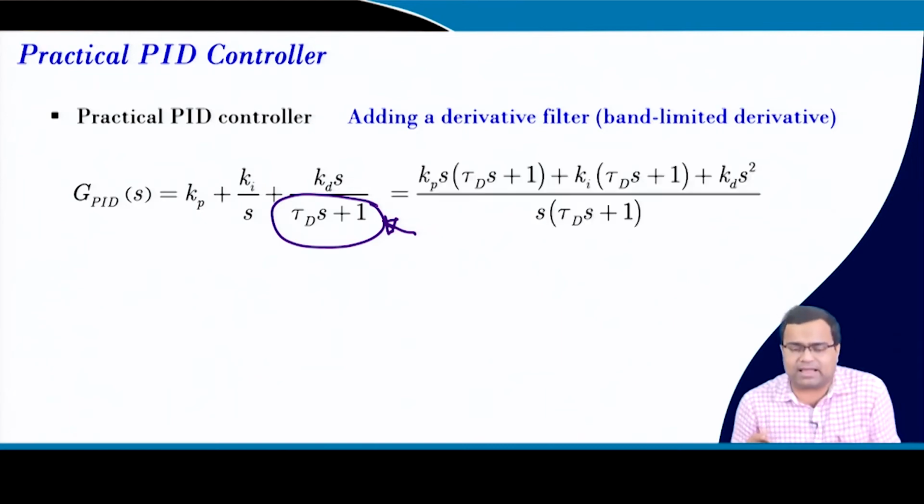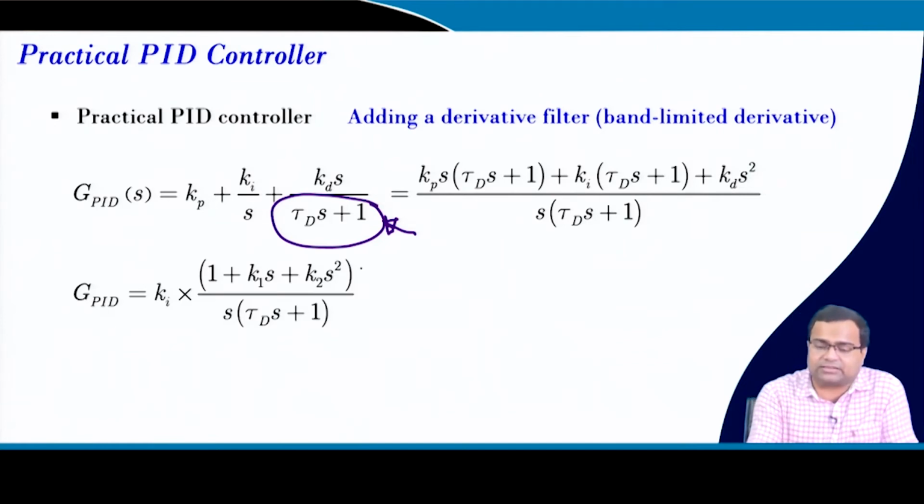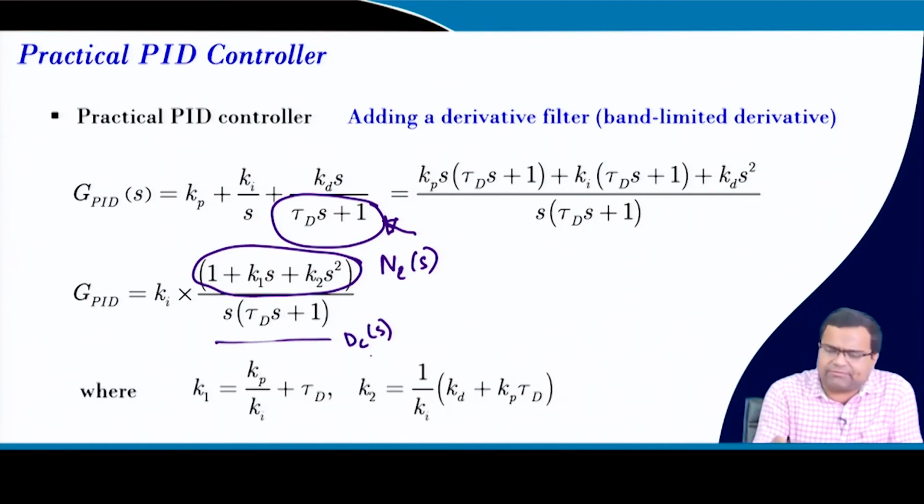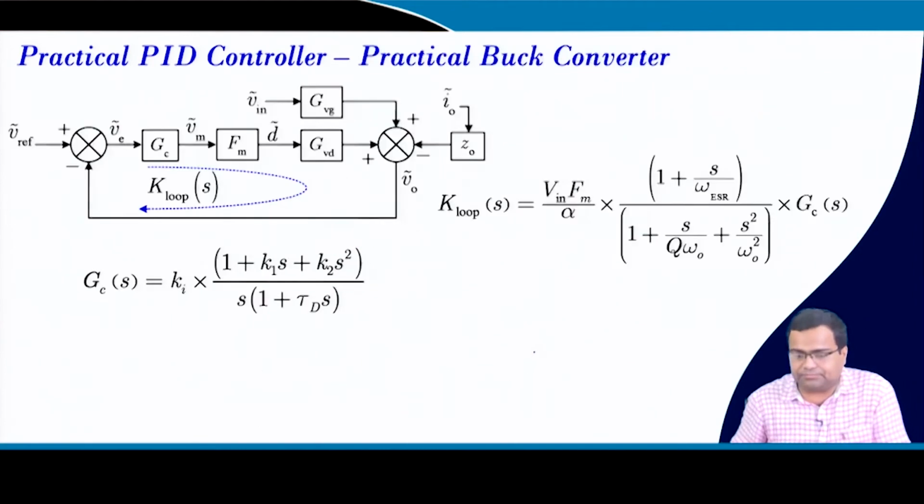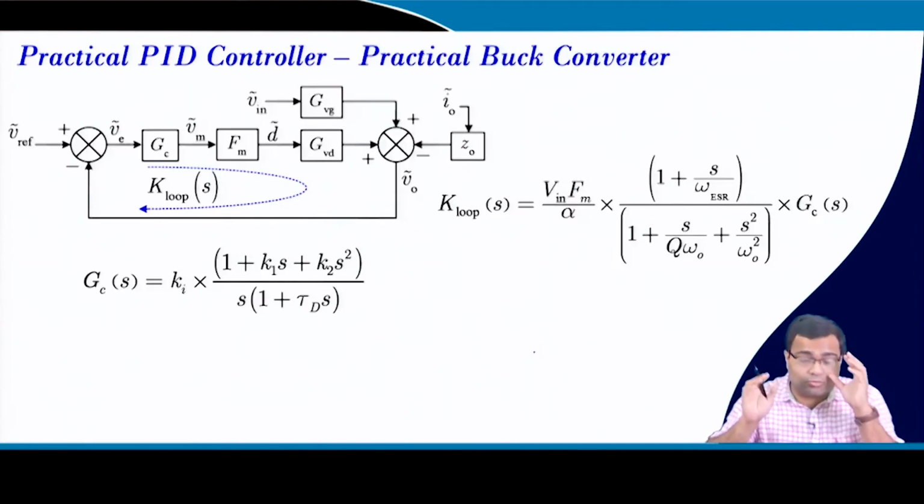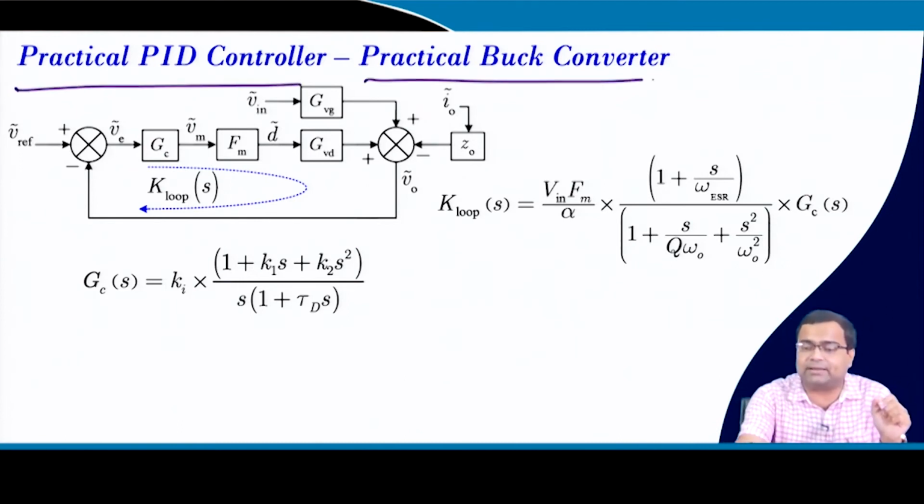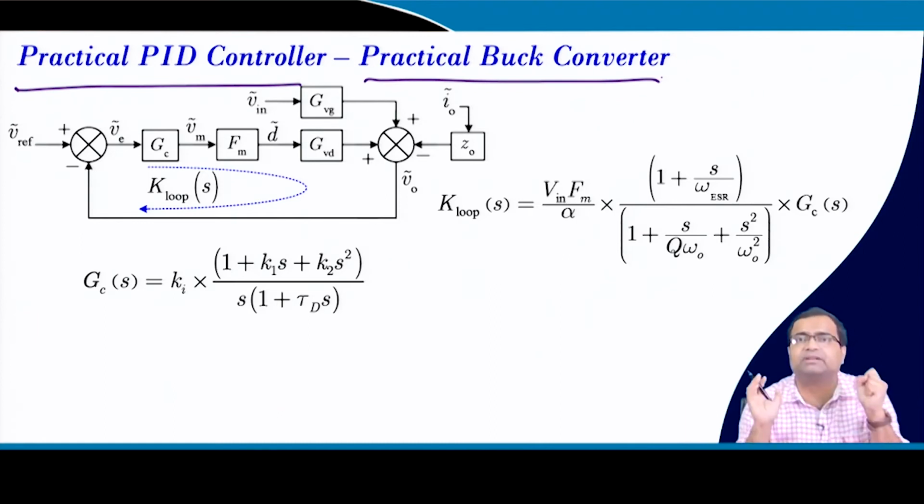So the structure of this PID controller, if we take the generic structure, has a numerator of the controller, which is derived from here, and this is the denominator of the controller. We can find out what K1 and K2 are in terms of Kp, Ki, Kd, and there is now the tau d term. Now again we are talking about a practical PID controller which is physically realizable, and a practical buck converter which is an actual experimental setup or implementation.